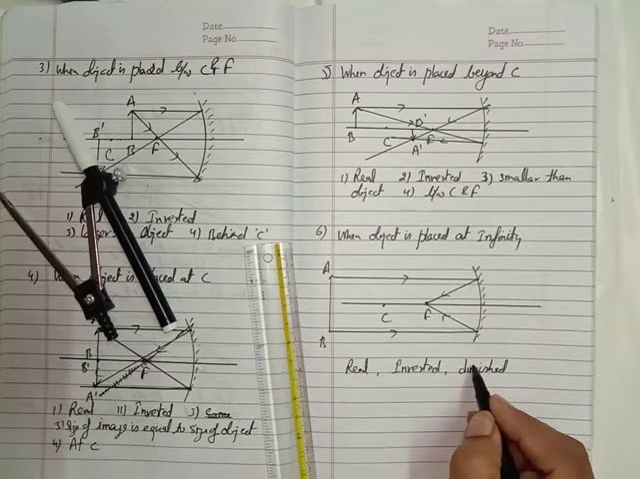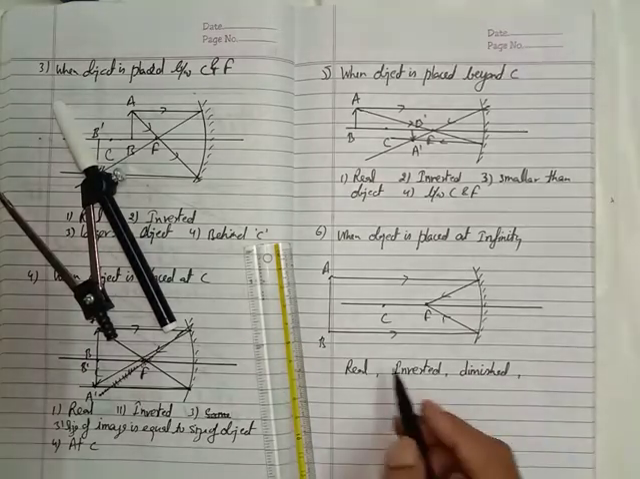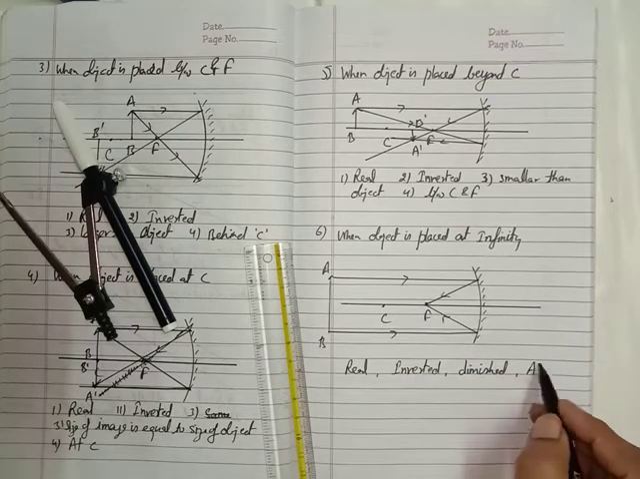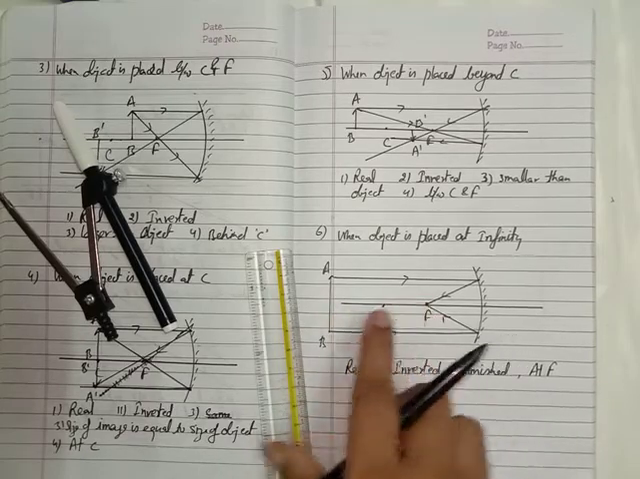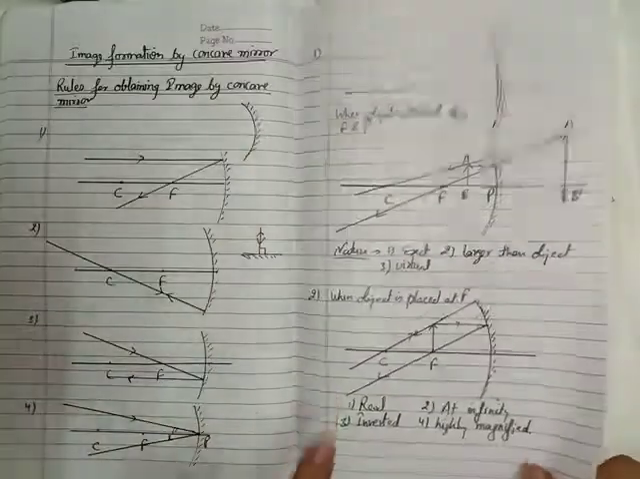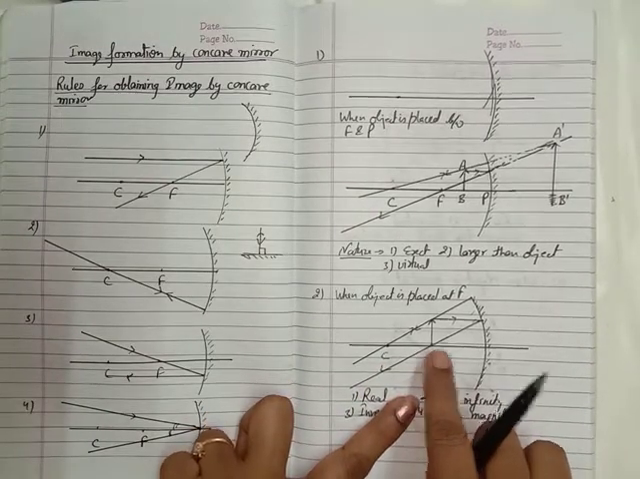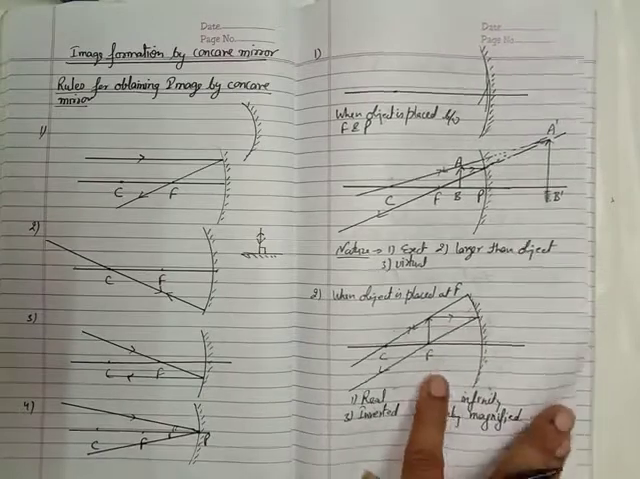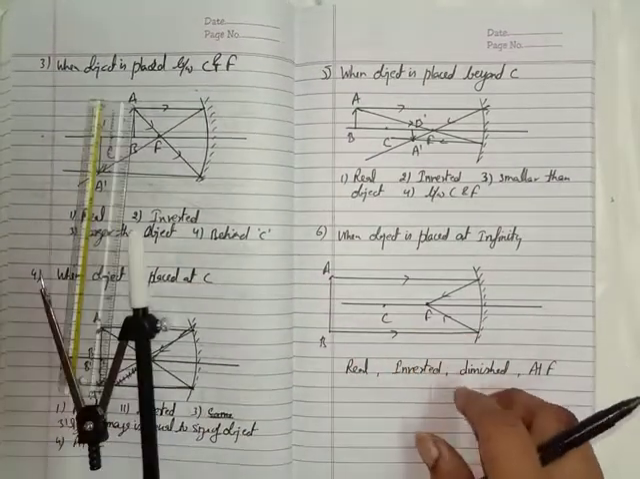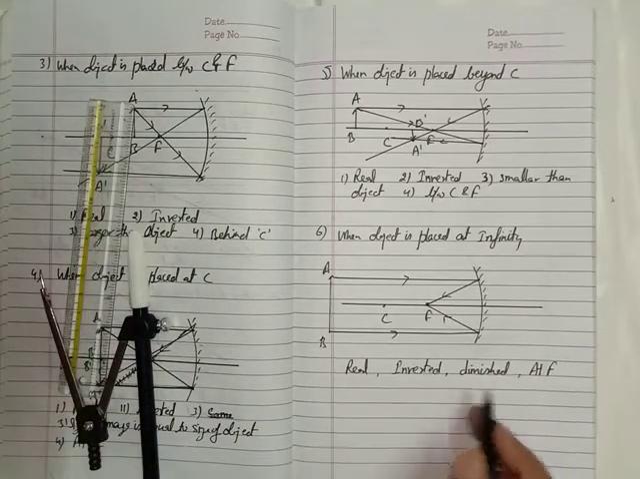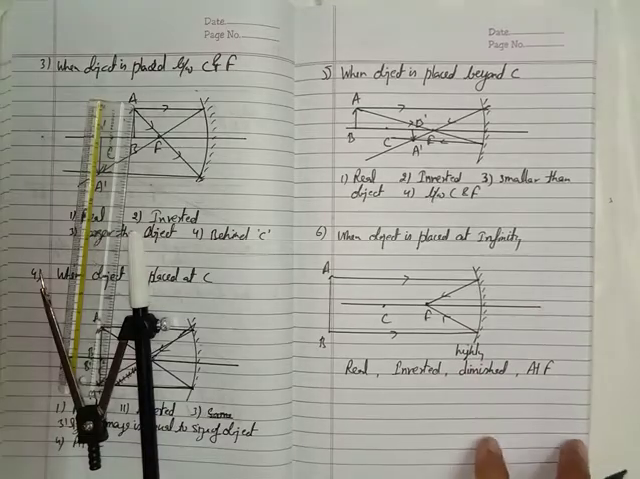Diminished means very much smaller. And the last is at F. So if we place the object at infinity, the image is formed at F. It is just the converse of this point. If we place the object at F, the image is formed at infinity. Vice versa, when the object is placed at infinity, the image is formed at F. And what is the nature of the image? Okay, this is real, inverted, highly diminished, and it is formed at F.